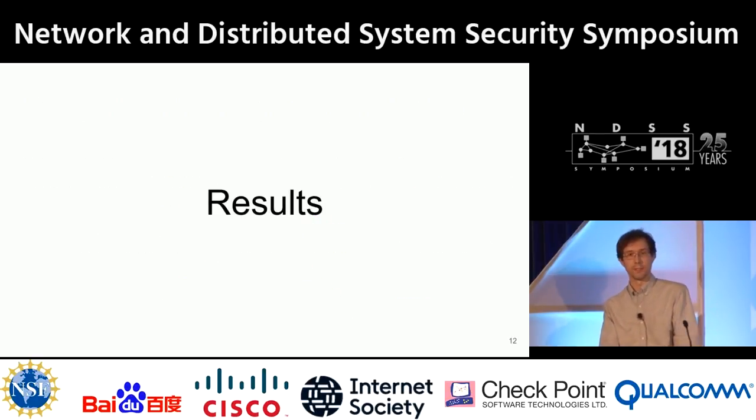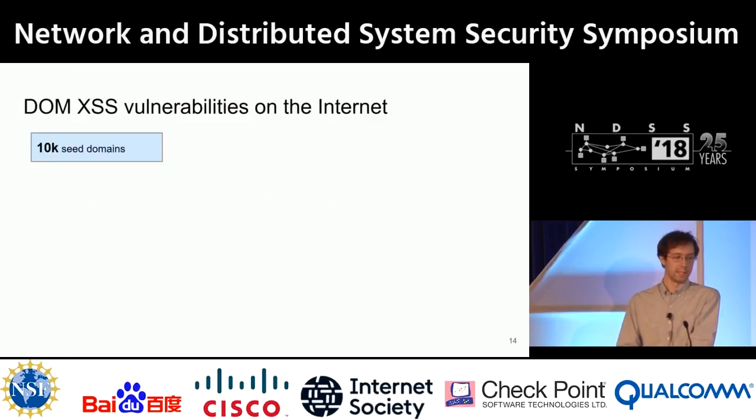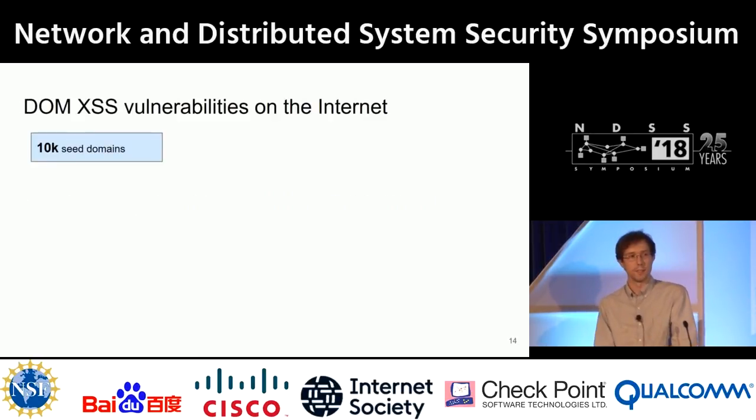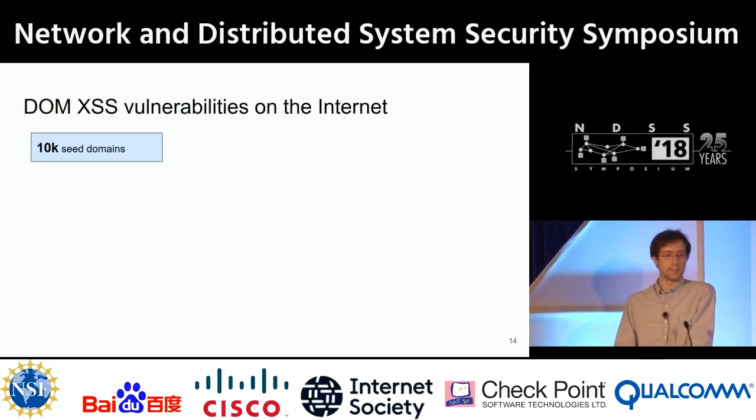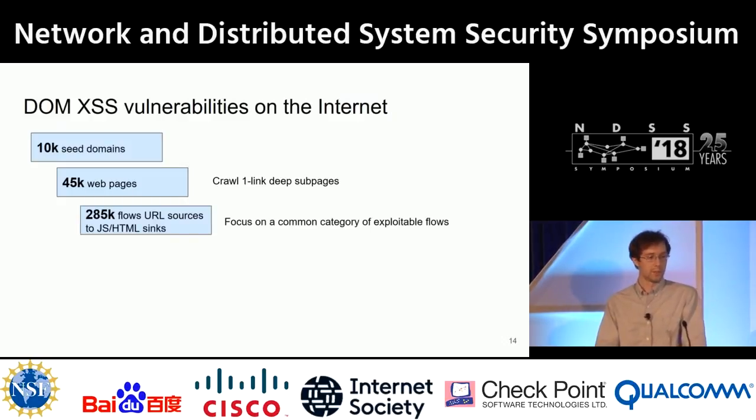And so now I want to talk about our results using this methodology. And I'm going to start with talking about our results for the prevalence of DOM Cross-Site Scripting in the real world to validate our methodology. And so we started with 10,000 seed domains from the Alexa most popular websites. And on those domains, we sampled from the one link deep subpages and visited 45,000 web pages on those domains. And we observed 285,000 flows from URL sources to JavaScript and HTML sinks on those pages. And so this is a common category of exploitable flows that we're going to focus on for this.